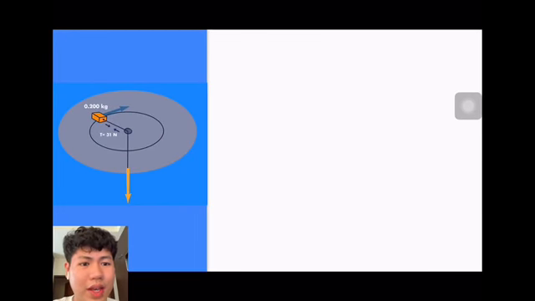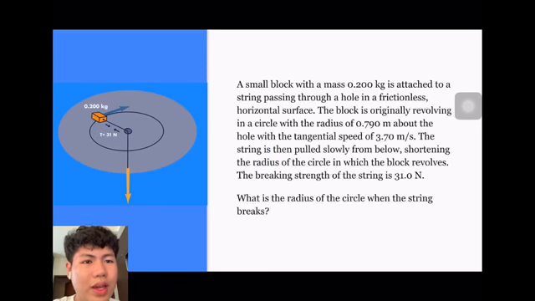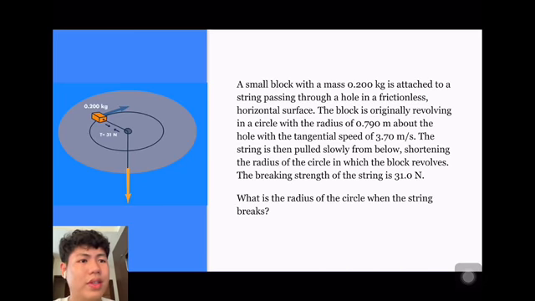So for our third and final problem, we have this shown here on the screen. A small block with a mass of 0.200 kilograms is attached to a string passing through a hole in a frictionless horizontal surface. The block is originally revolving in a circle with a radius of 0.790 meters about the hole with a tangential speed of 3.70 meters per second. The string is then pulled slowly from below, shortening the radius of the circle in which the block revolves. The breaking strength of the string is 31.0 newtons. What is the radius of the circle when the string breaks?